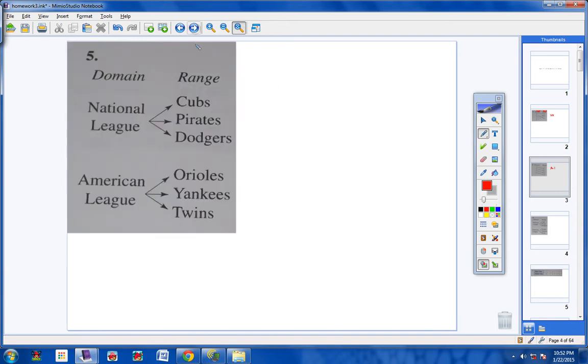Number 5. No, not at all. This is your domain, your input. This is your output. Look at this. You've got 3 outputs for 1 input. Here's your input, and you've got 3 outputs. Here's your input. You have 3 outputs. No, this does not represent a function. All right, number 7 and 9.